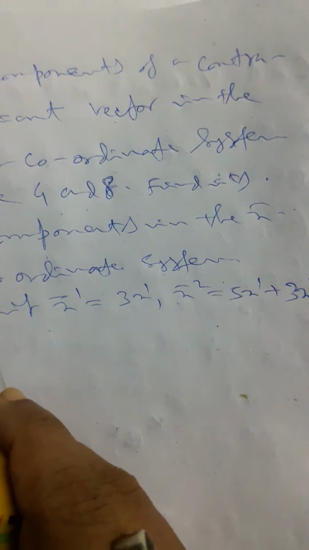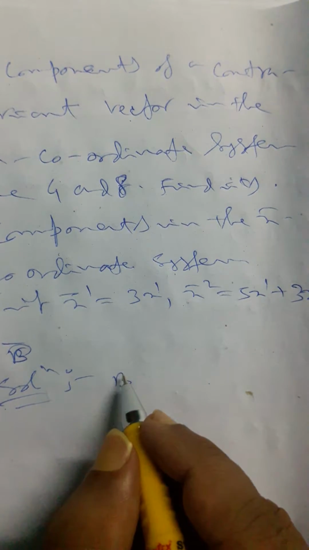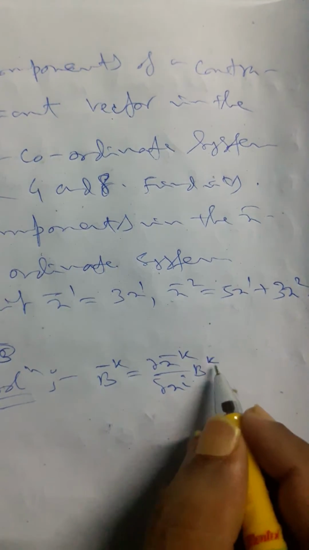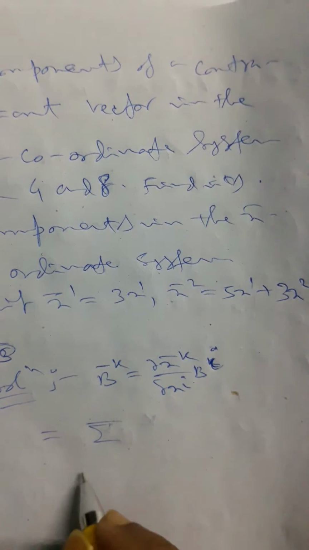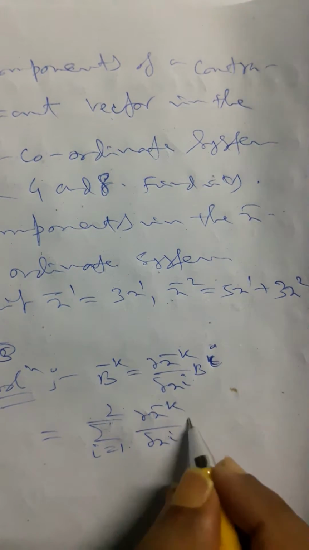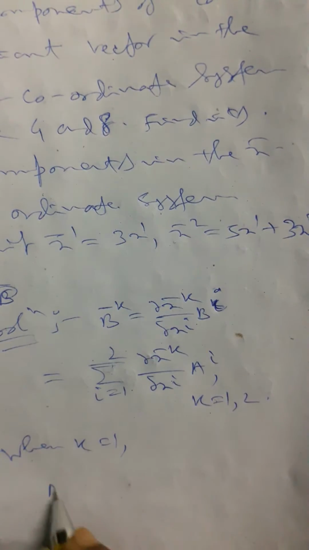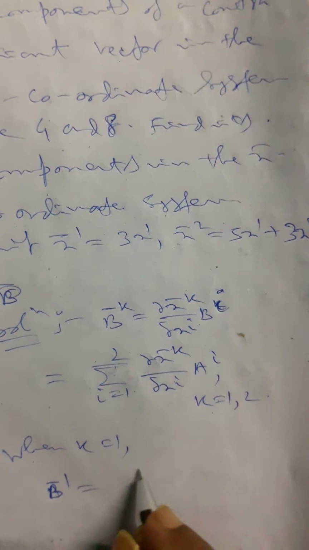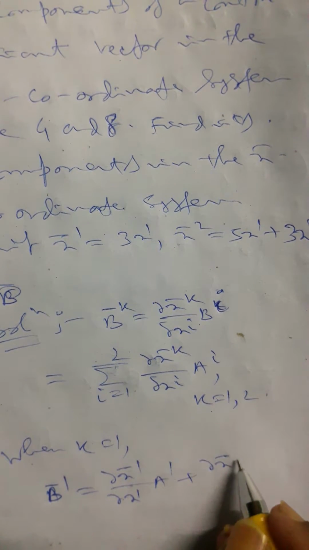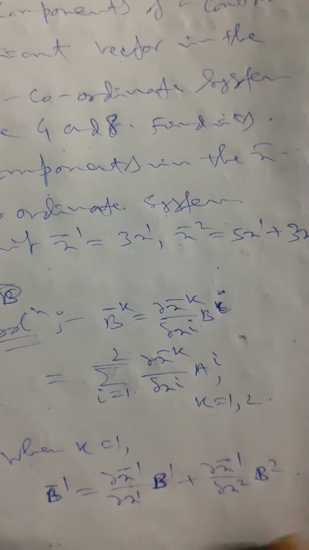Now here we find b bar k, using the equations from equation 1. b bar k is equal to del x bar k by del x i, b_i. Taking the summation convention, i runs from 1 to 2, for k equal to 1 to 2. When k is 1, then we find b bar 1 equals del x bar 1 by del x1, b1, plus del x bar 1 by del x2, b2.